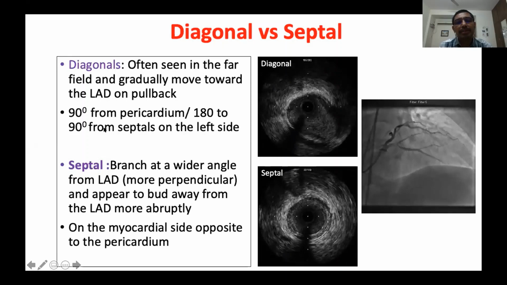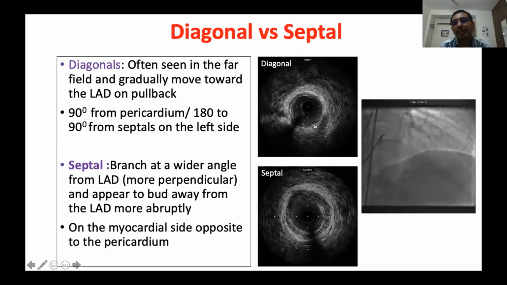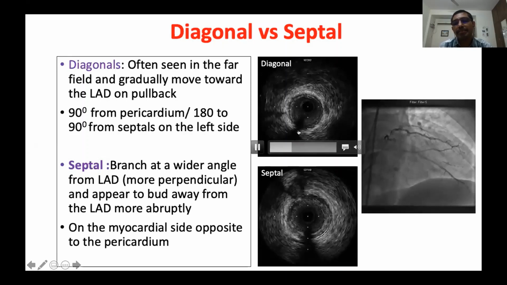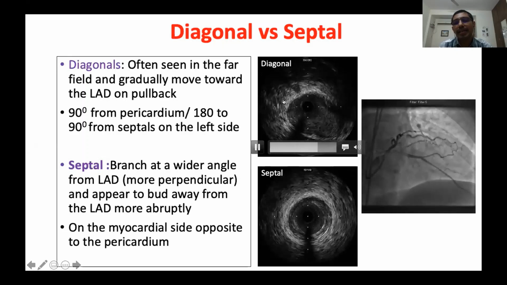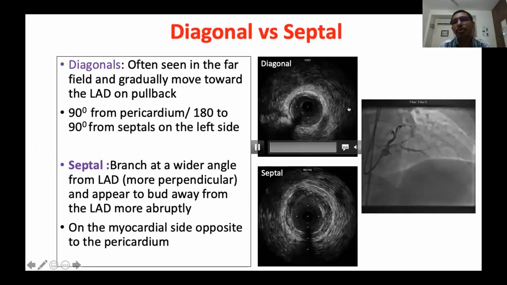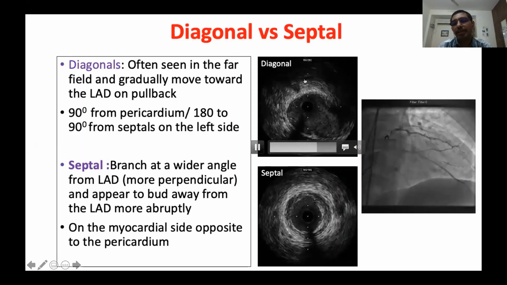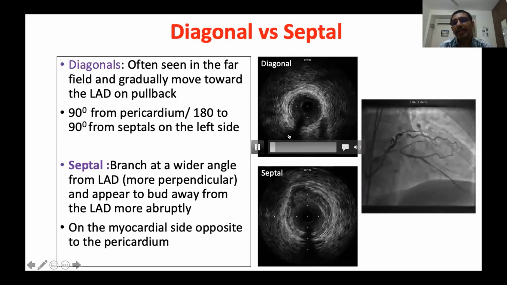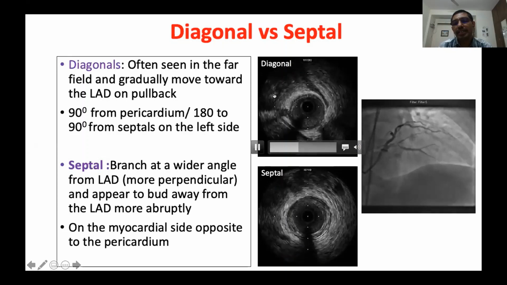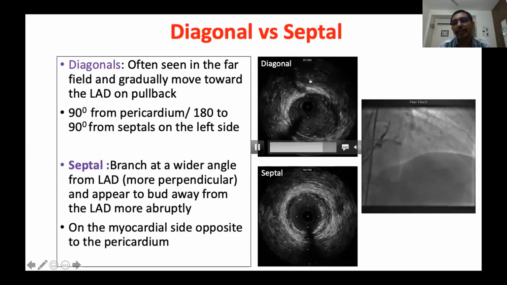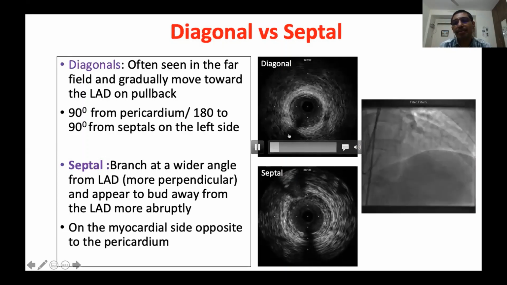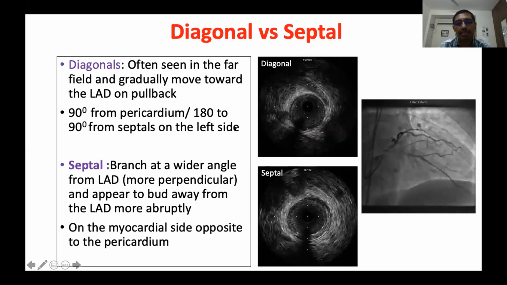And it is about 90 to 180 degrees from the septal branches, because these diagonal branches come from the surface when you move very distally, where the artery moves deeply into the myocardium. So it is separated by 90 degrees once it is on the side. When it comes from the anterior surface, it is about 180 degrees separated from the septal branches.